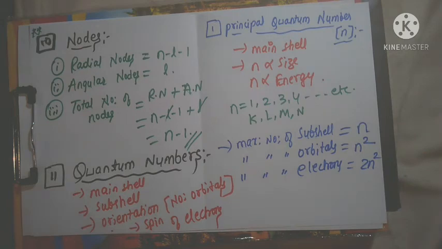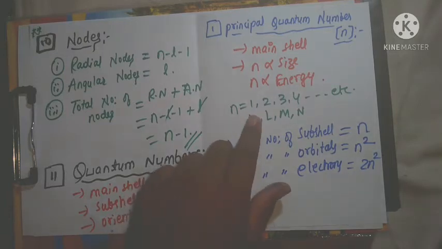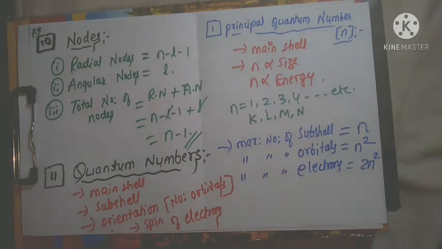Next, we will go for the second one, that is the azimuthal quantum number. Now, just remember n is equal to 1, 2, 3, 4, etc., but not 0. Next, the azimuthal quantum number.